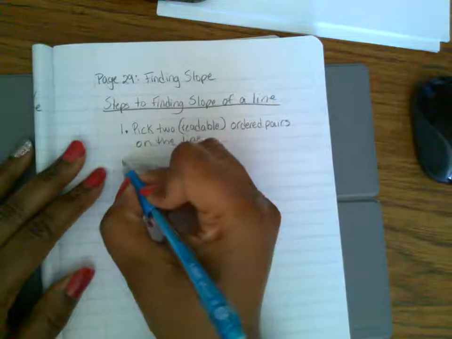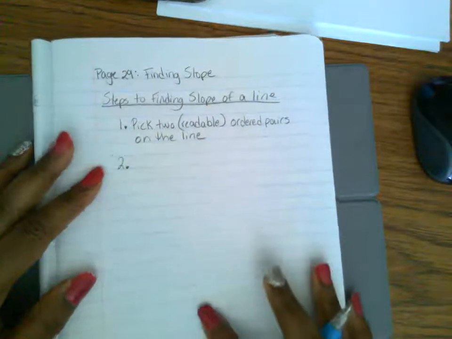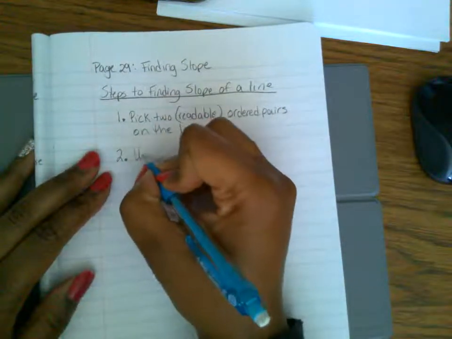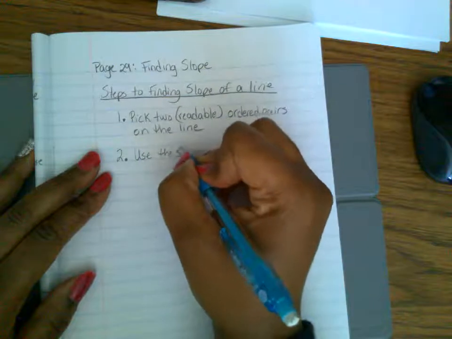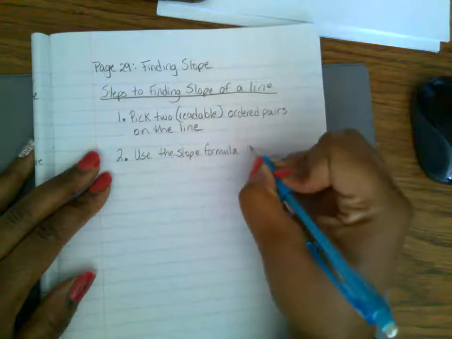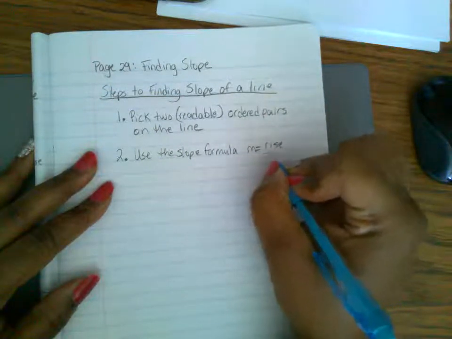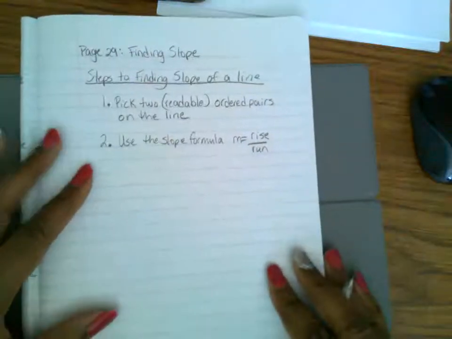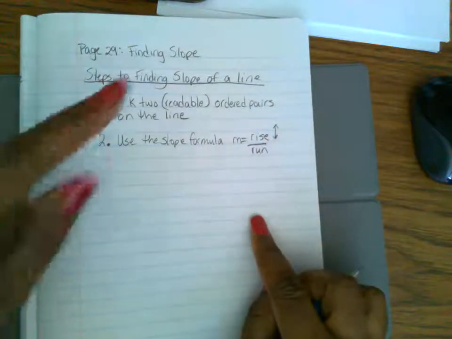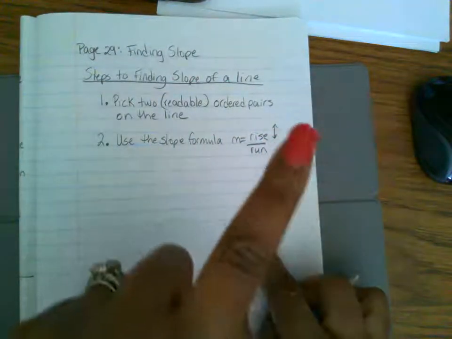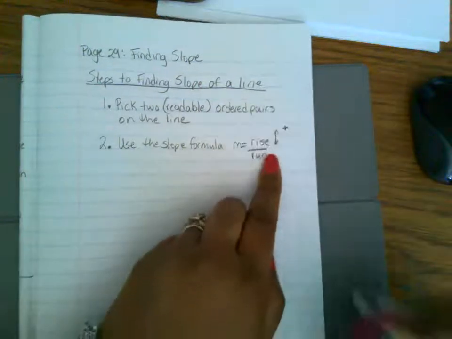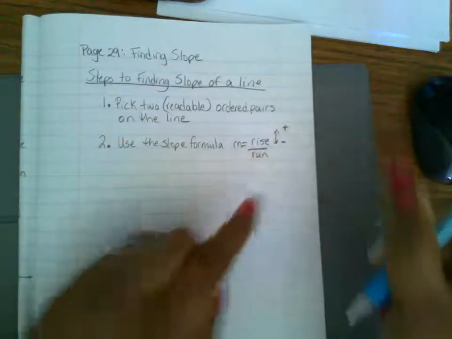Number two, you're going to use the slope formula, rise over run. M is equal to rise over run, where remember your rise is how far you go up or down from one point to the next point. If you go up to get to the next point, then your top number is going to be a positive. If you go down to get to your next point, your top number is going to be a negative number.